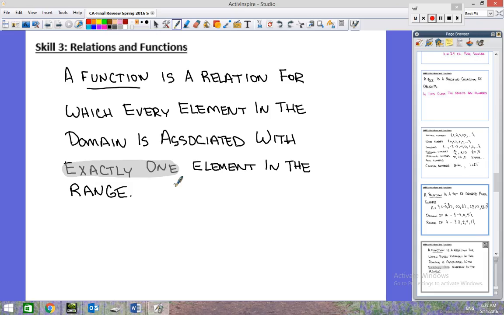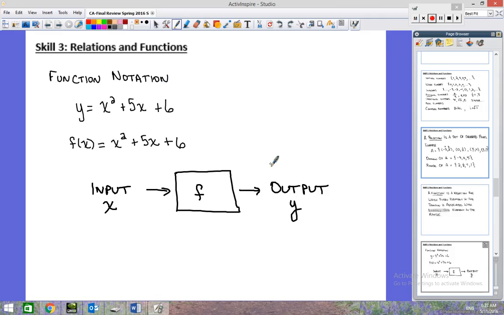Every input will have exactly one output. And we looked at some elementary examples of that when we learned this definition, and hopefully you can recall that. The function notation, when we were in Algebra 1 and Algebra 2, or wherever it was that we were first introduced to function notation, was a little bit of a jolt.